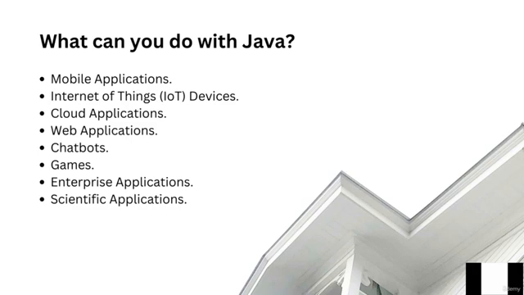So, why should we learn Java? What can it do for you? Well, there's an impressive list of things that you can do with Java. With Java, you can build all these types of apps. You can build mobile apps, you can write code for IoT devices, you can write cloud and web applications, enterprise applications, scientific applications, and also write code for chatbots and games. So, now let's see what Java is next.